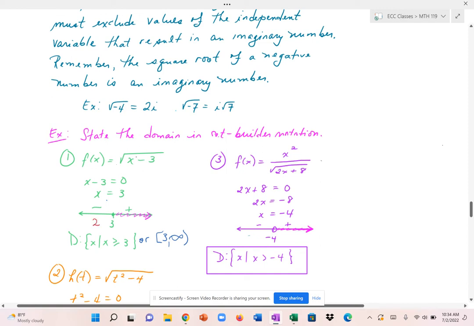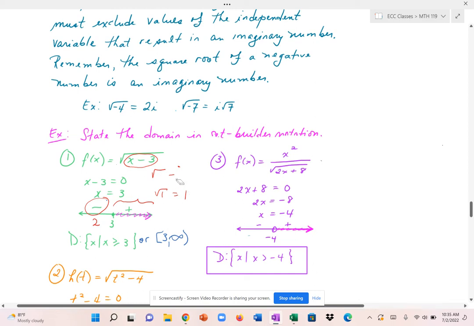If I plug in 2, that's going to be the square root of negative 1, which is i. So that cannot be in the domain. So that's why I said it's negative, no good. If I plug in 4, I'll get the square root of 1, which is 1. That is a real number. So your domain is all real numbers from 3 to infinity, including the 3.